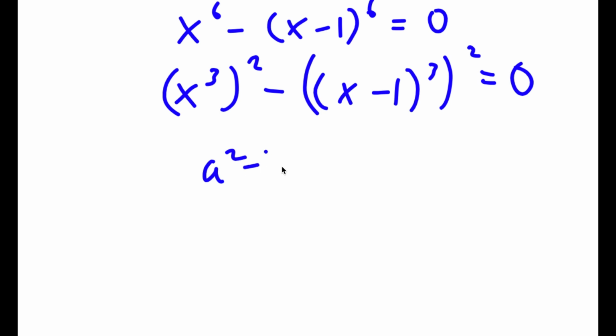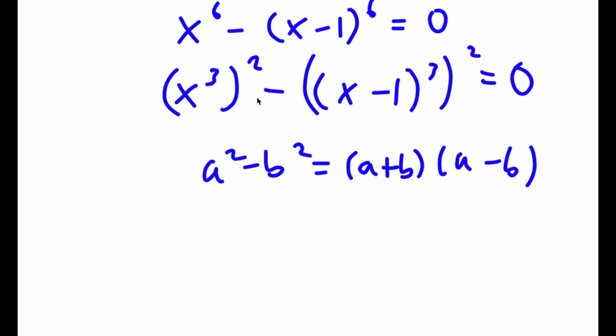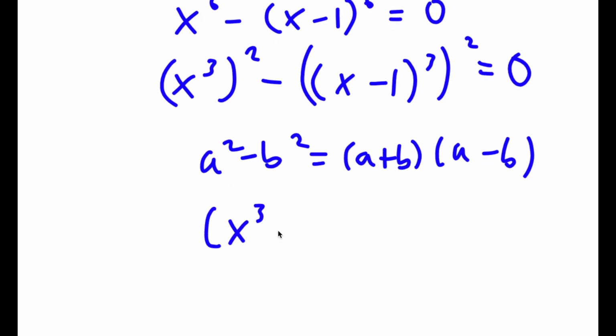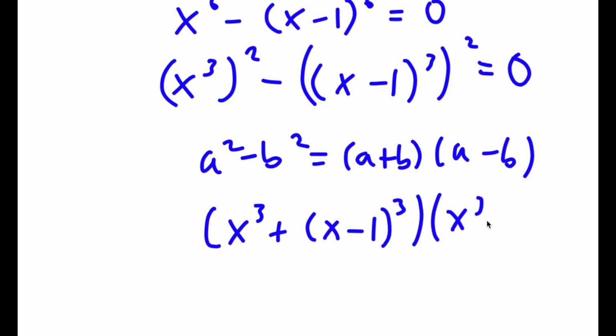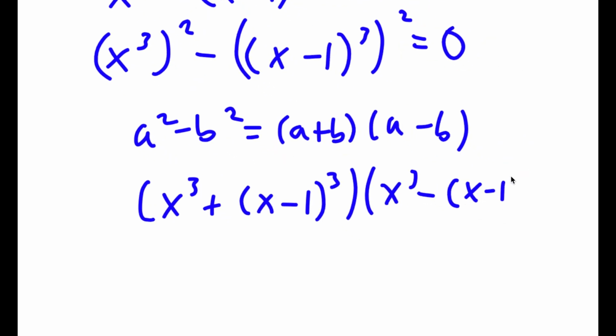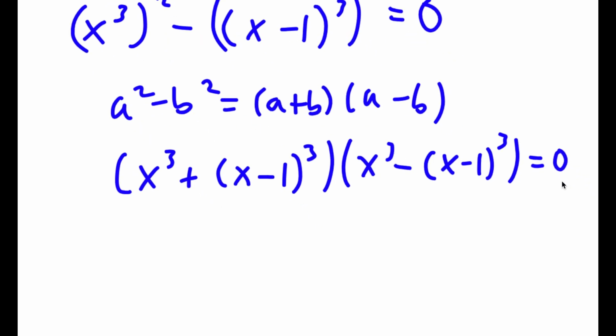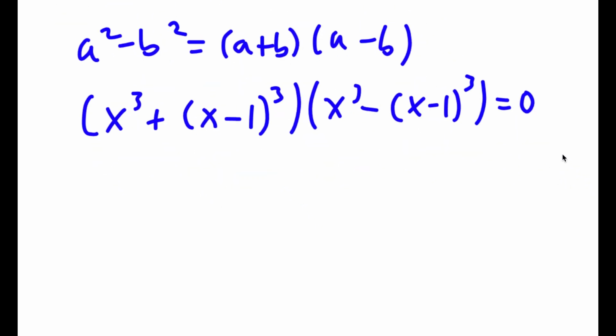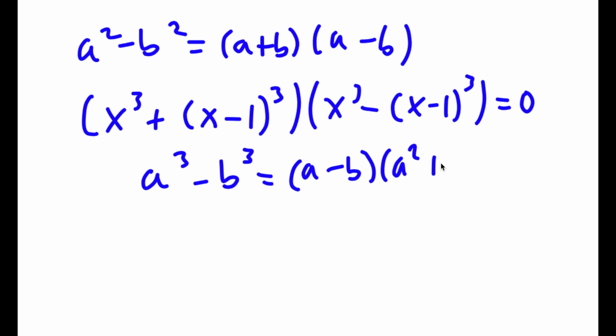Now if I have something in the form a squared minus b squared, this is equal to a plus b times a minus b. So this is going to equal x to the power of 3 plus x minus 1 to the power of 3 times x to the power of 3 minus x minus 1 to the power of 3, which is equal to 0. Now if I have something in the form a to the power of 3 minus b to the power of 3, this is equal to a minus b times a squared plus ab plus b squared.